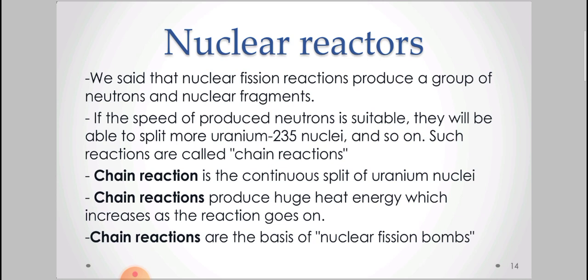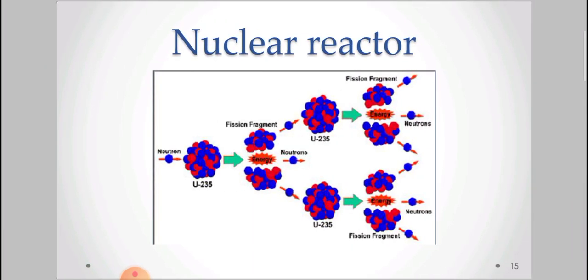A chain reaction is a continuous split of uranium nuclei. Chain reactions produce high heat energy which increases as the reaction goes on. Chain reactions are the basis of nuclear fission bombs. This is the chain reaction that occurs in a nuclear reactor.